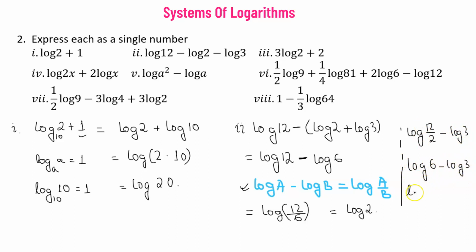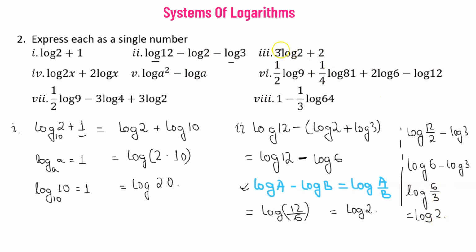Then again we use the same property. We have log of 6 minus log of 3, so this becomes log of 6 over 3. Then log of 6 over 3 is equal to log of 2, and we obtain the same result. You can also combine log of 12 and negative log of 3 first. Then whatever the result is, subtract log of 2 from it, and you will obtain the same value. You should try that out as well.